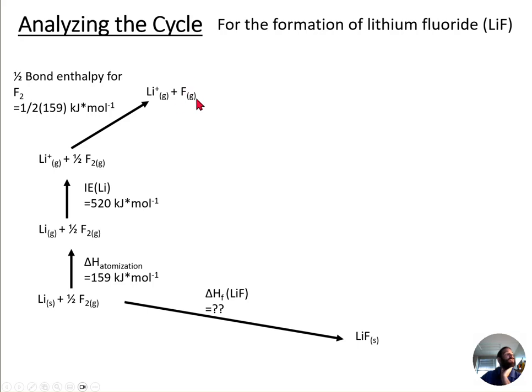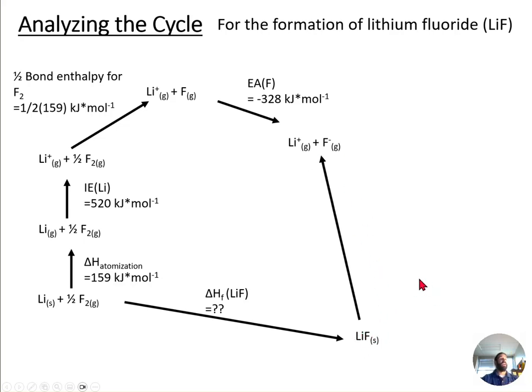Finally, we've got our fluorine gaseous atoms. We have to turn them into fluoride ions. So F gas becomes F1 minus gas. That arrow represents the electron affinity. And finally, we have our solid lithium fluoride going to our gaseous ions, which represents the lattice enthalpy. The lattice enthalpy for lithium fluoride is 1049.